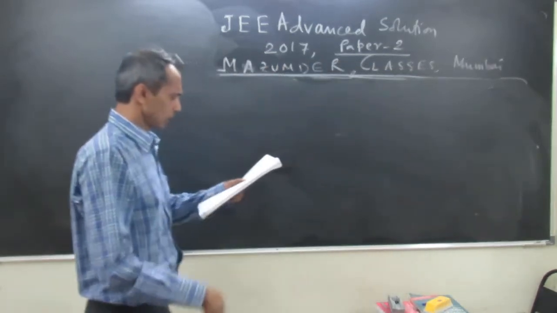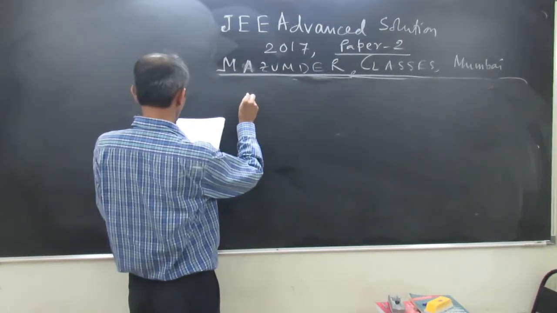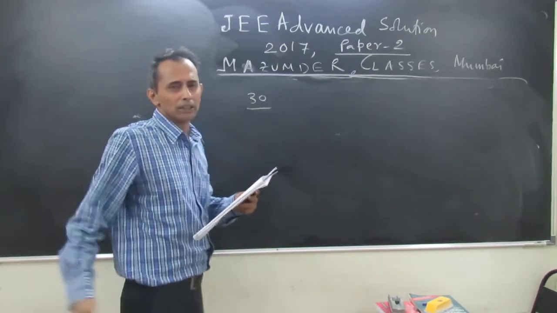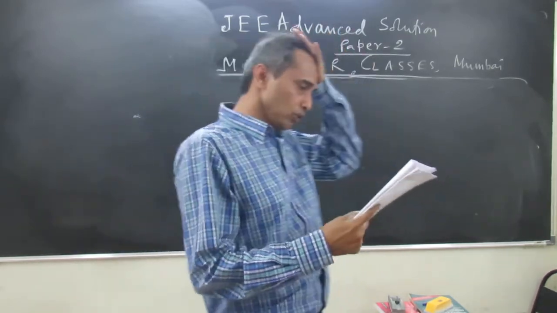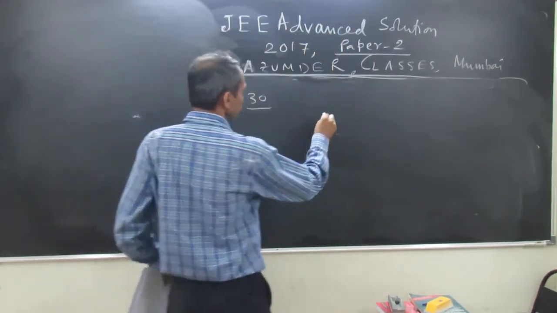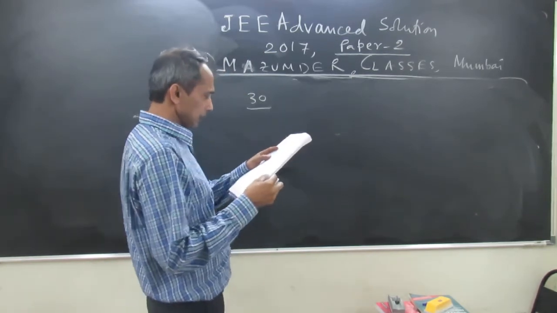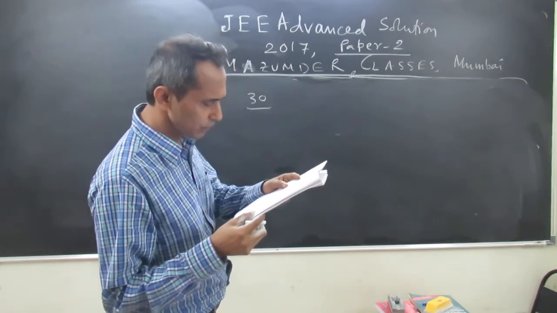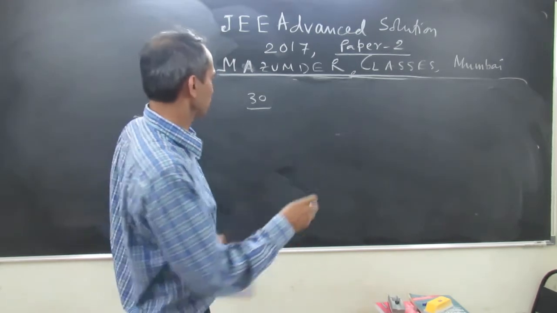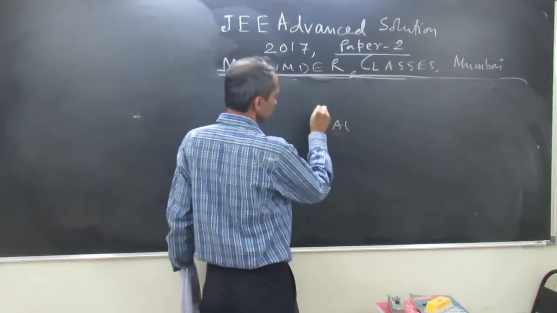Next, question number 30. It is a very famous question, because we know the 3-center 2-electron bond forms. Like in the question, they have given Al(CH3)3, which has 3-center 2-electron bonds in its dimeric structure. Yes, it is correct.